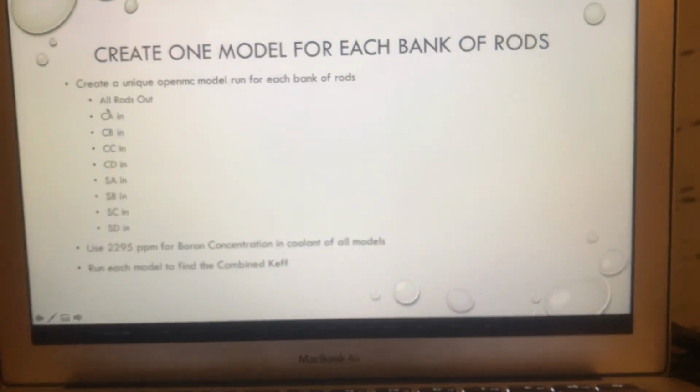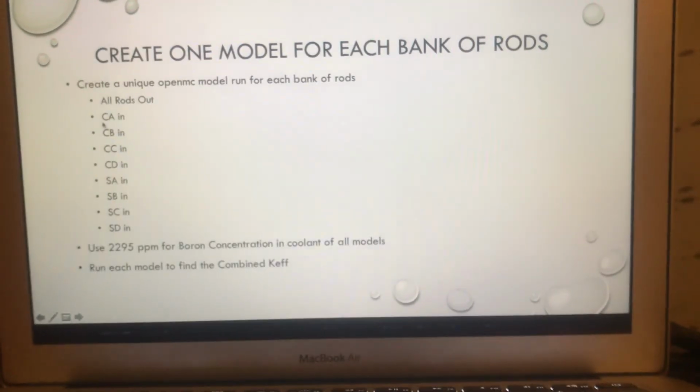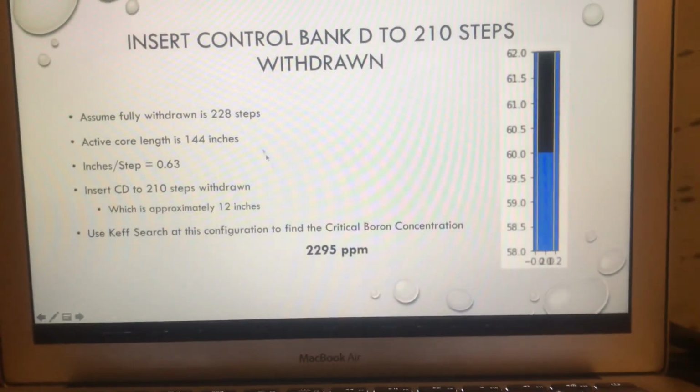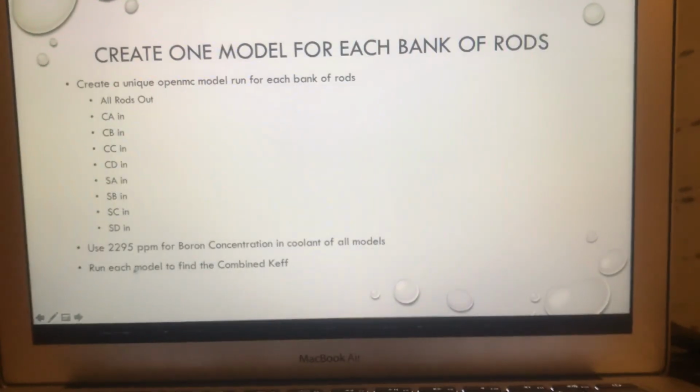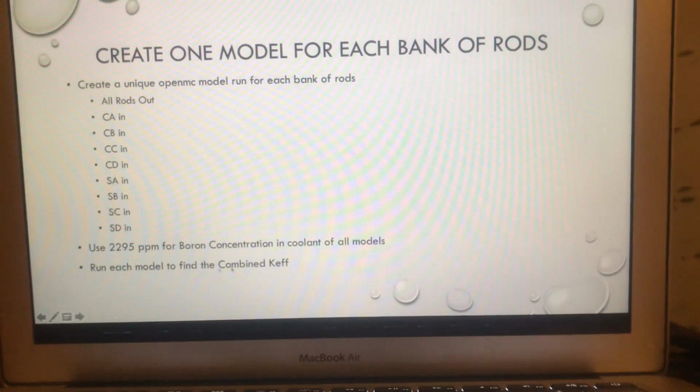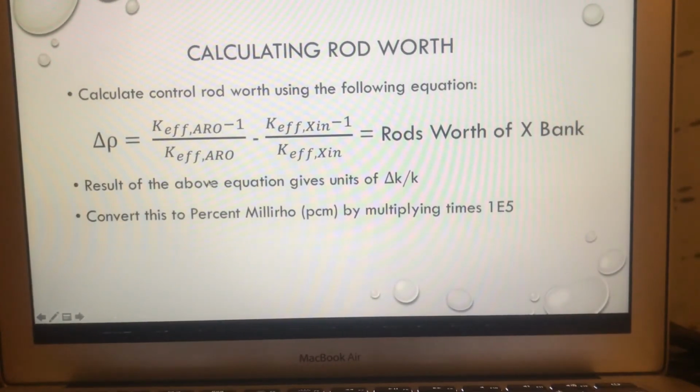So then I made a model where it's all rods out, and then just control bank alpha, bravo, and so on, in, at 2295 ppm. And then I ran each of these models in OpenMC to find the combined K effective in each one of these cases, so that I could calculate the control rod worth.